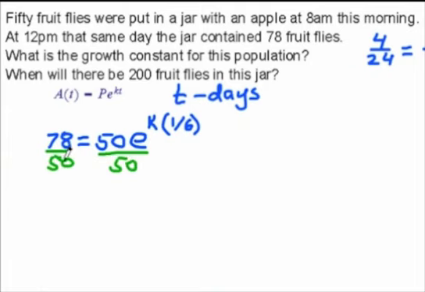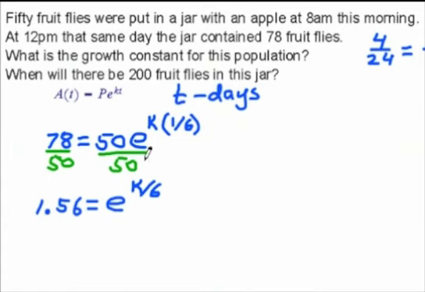So 78 divided by 50, that's 1.56. And if it comes out to be an ugly decimal, you can always use that store feature on your calculator. This is going to equal e to the, well, k times 1/6 is just k divided by 6. Multiply the top of the fraction, multiply the bottom of the fraction.